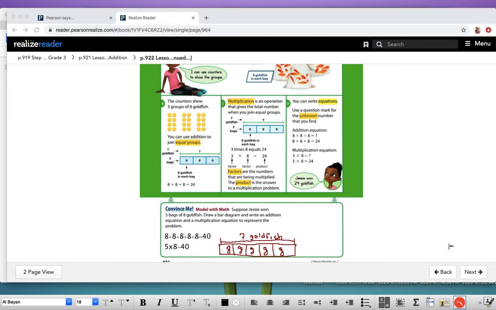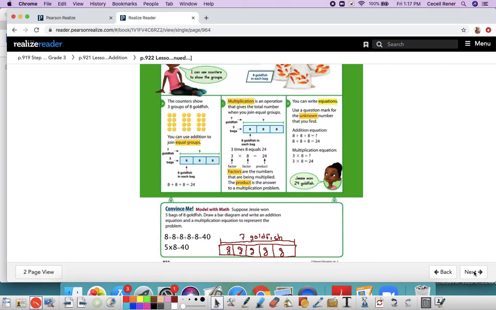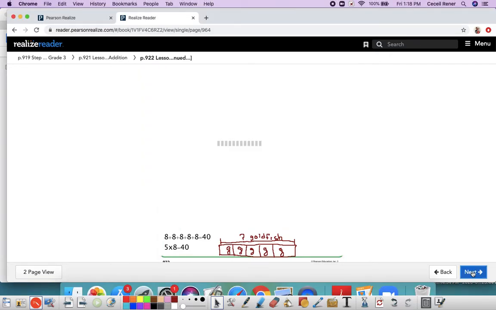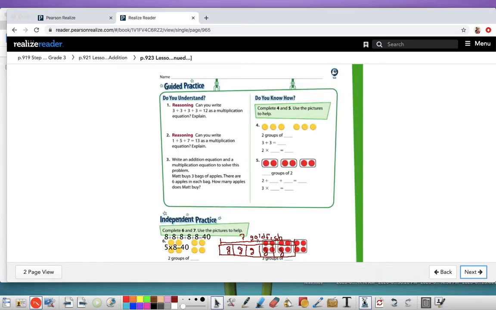Are we ready to move on to our next page? Because we're going to work together a little bit more. So let's move on to our next page. I'm ready. Are you ready? So let's go to our next page. Now I'm going to have to clear everything because it keeps it. Okay, clear the page. There we go.